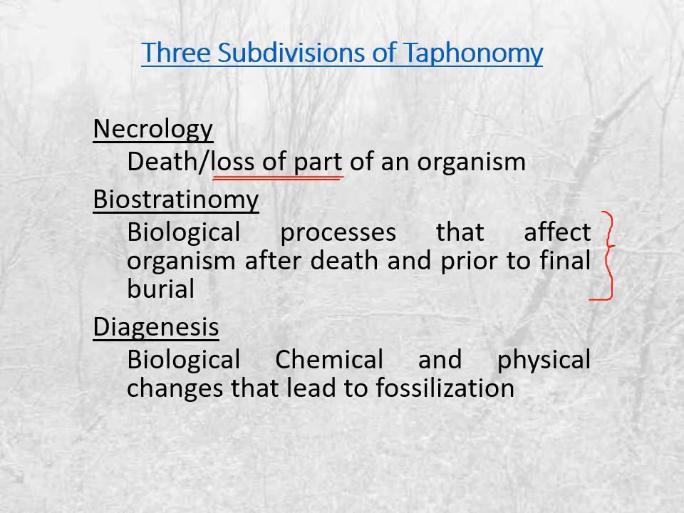And lastly, the diagenesis process, which happens after the burial of the organic remains, by the physico-chemical condition of the depositing medium. In that time, some amount of changes also occur. Sometimes the remains get completely lost. Sometimes they are replaced by some other kind of material. So these changes happen under the process called diagenesis. And each and every stage of these three, necrology, biostratinomy and diagenesis, has the potential to destroy the organic record completely.